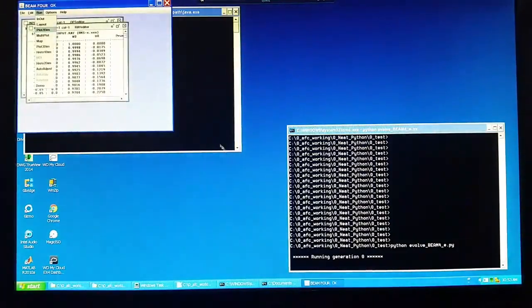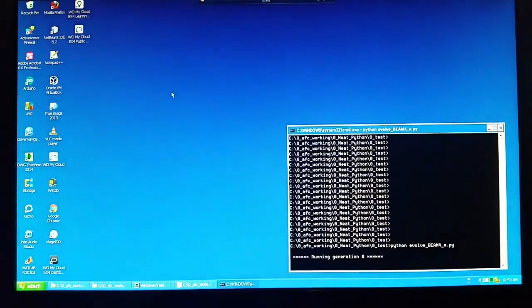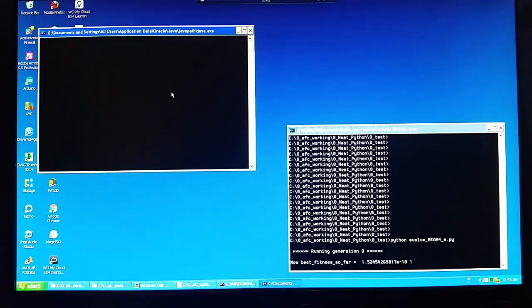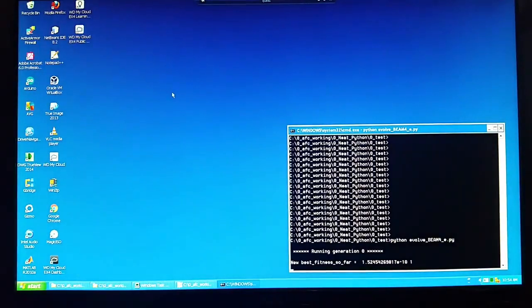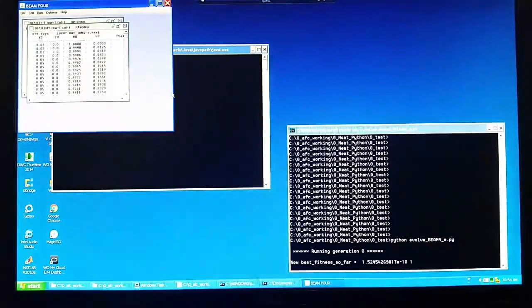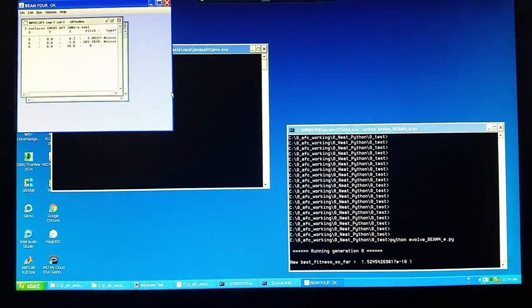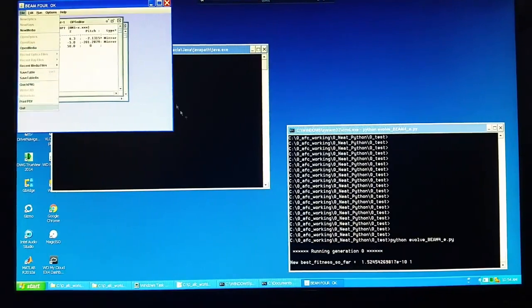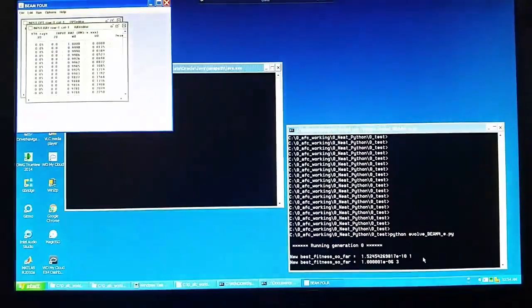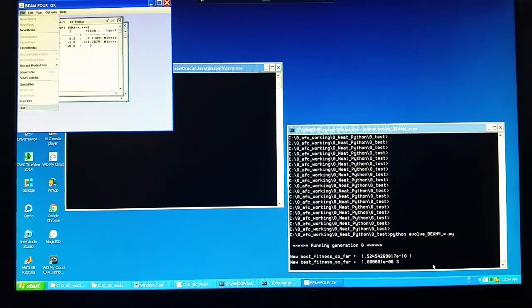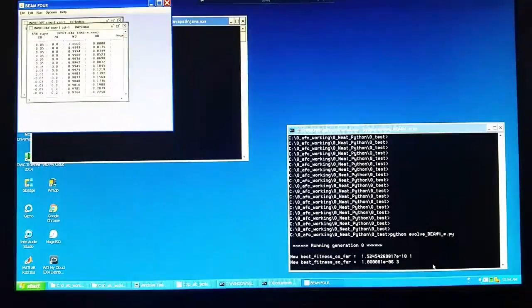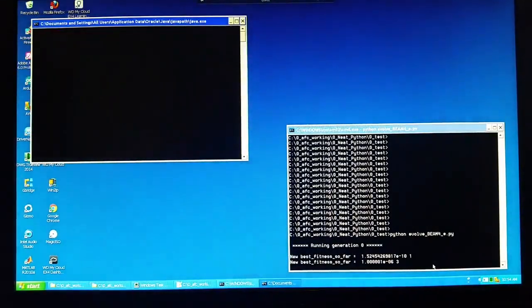It'll fire off particular instances of the BEAMFOUR program at different pitch angles, and then analyze for the RMS error associated with how closely all the rays are focused into a single point. And the best design so far is reflected down here as the new best fitness so far, and the value, and then the genome ID associated with that particular design from the Python NEAT hybrid genetic algorithm optimizer.